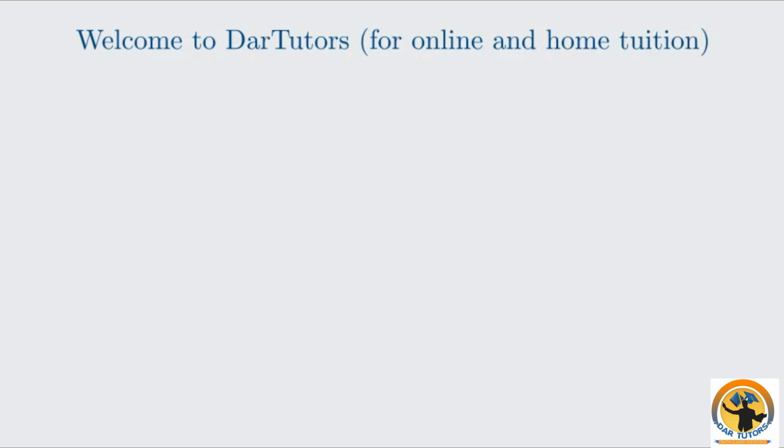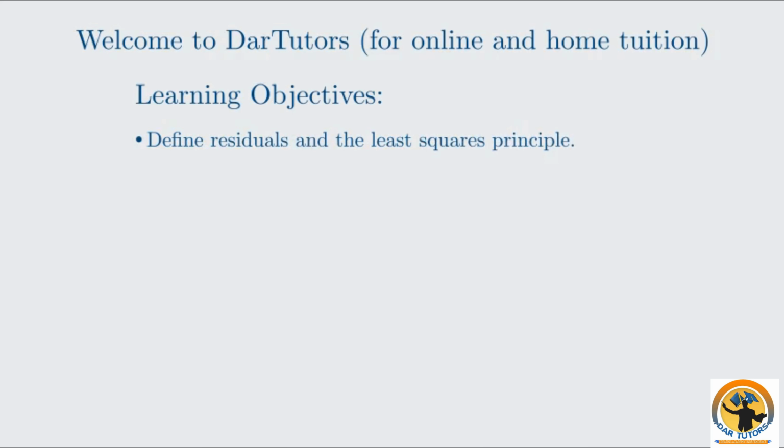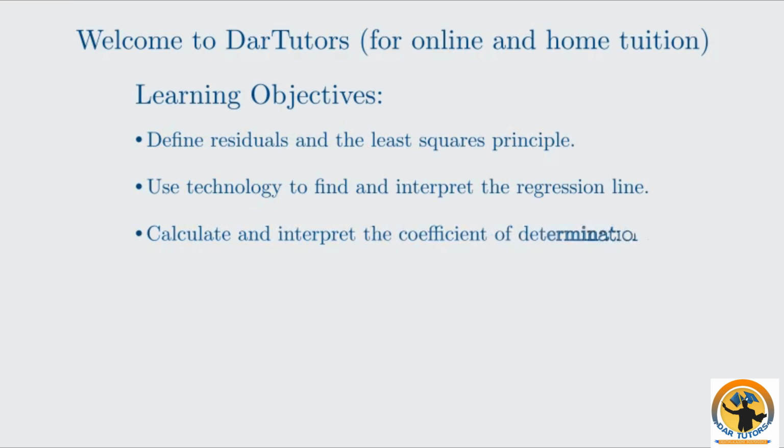Today, we're focusing on a key topic in IB Mathematics, Applications and Interpretation Higher Level. We will be exploring bivariate statistics, specifically the least squares regression line. By the end of this video, you will be able to define residuals, understand the principle of least squares regression, use your calculator to find and interpret the regression line, calculate and interpret the coefficient of determination, and differentiate between statistical reliability and validity.